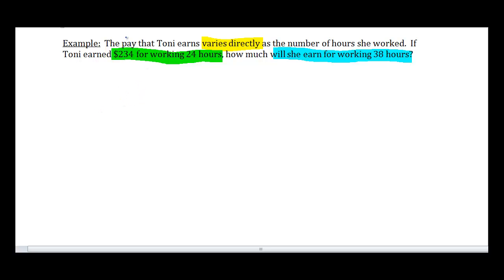The pay varies directly as the number of hours worked. So I'm letting y represent how much she is paid, and I'm letting x represent the number of hours she worked. Now that I know I have the right equation, I'm going to put my values in. $234, that's her pay, so I'm going to substitute that in for y. And she worked 24 hours. That's x, the number of hours. So I have 24 there. Now that I have this, in order for me to solve for k, I can divide both sides by 24.